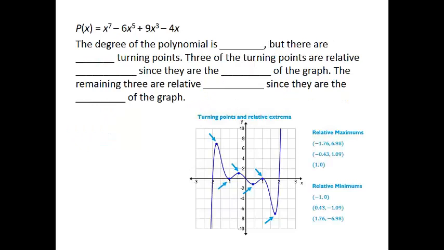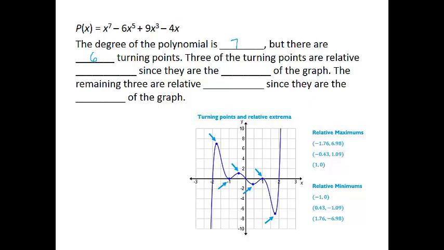I have a polynomial, p of x equals x to the 7 minus 6x to the 5 plus 9x cubed minus 4x. We know that the degree of the polynomial is 7, right? It's the largest exponent. But there are 6 turning points. Now, I know that by looking at the graph. I have the graph of this function shown on this page.